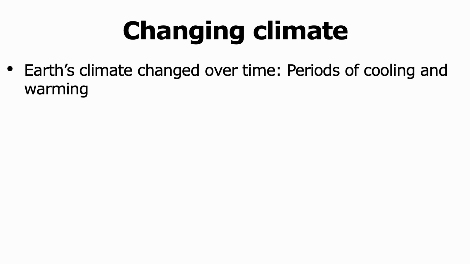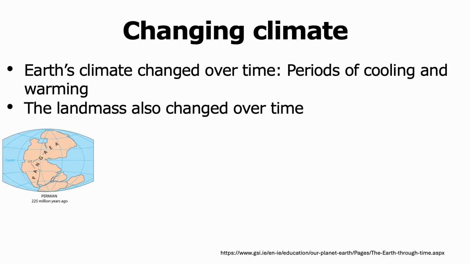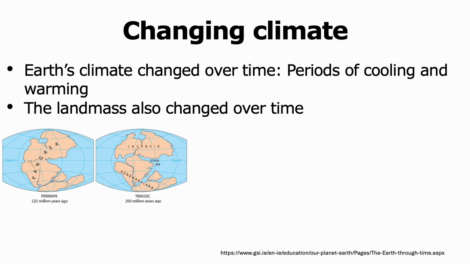However, we should remember that Earth's climate has indeed changed over time. We have gone through cyclic periods of cooling and warming over millions of years. In fact, land masses have also changed over time. In early Earth in the Permian period, we can see that all the land masses were together in the form of a supercontinent called Pangaea. As time passed, this continent split to form Laurasia and Gondwanaland.